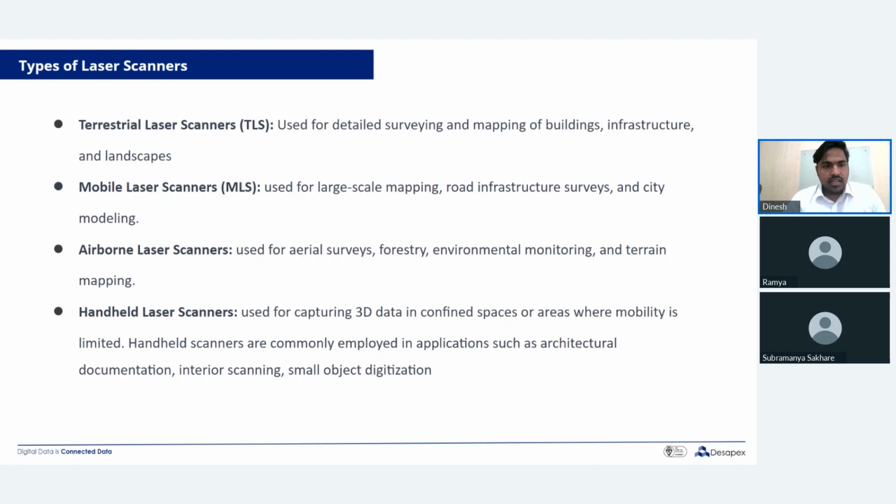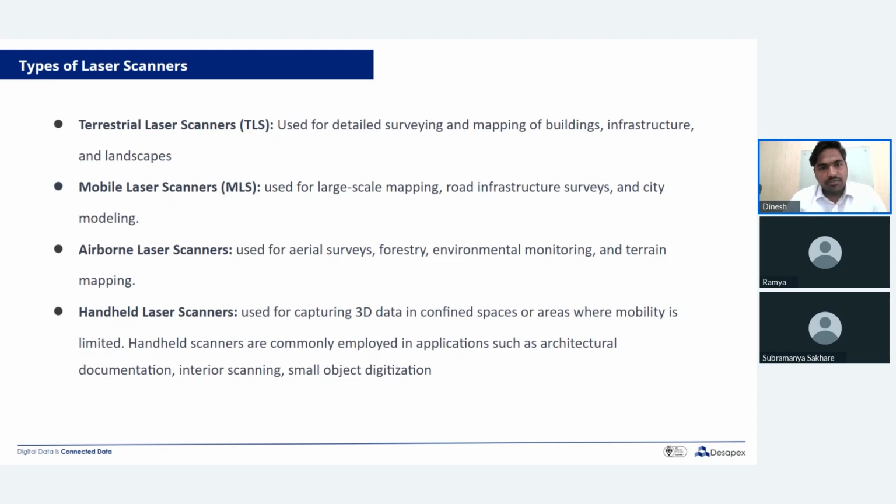And then handheld laser scanners. These scanners are very useful in confined spaces where we don't have the opportunity to run a drone or even use the traditional laser scanners, where accessibility is very limited. So handheld laser scanners play a major role in capturing. We can hold it in hand and walk through the entire space, and the entire point cloud will be generated. So these are the types of laser scanners.